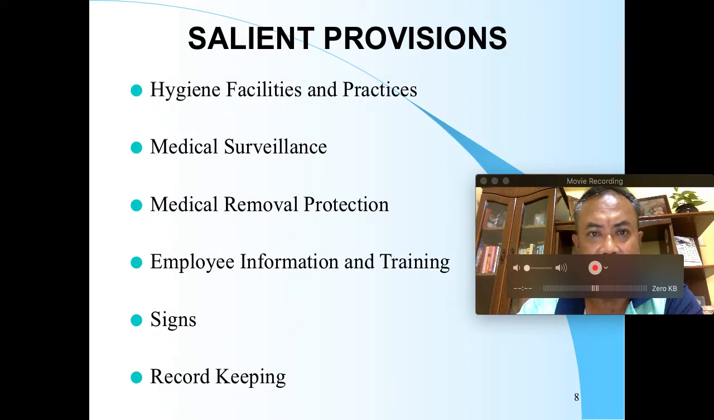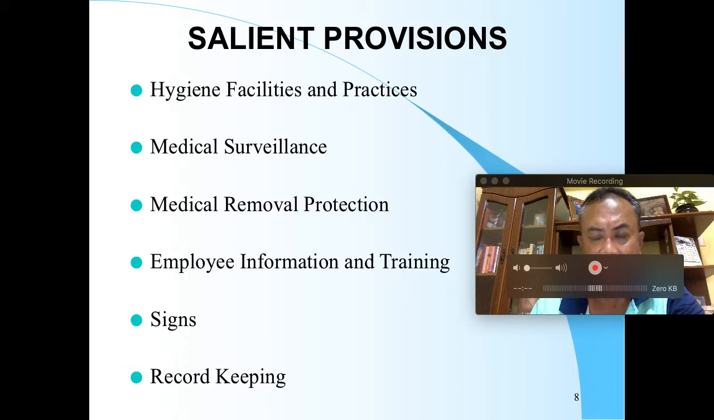Another provision in this regulation spells out the hygiene facilities and practice. The place must be hygienic. And then medical surveillance, they have to do medical surveillance, and also medical removal protection. So under medical removal protection, certain workers will be removed from working in this area. And also there is employee information and training. They have to have information for the employee and also training for the employee. And there are signs and also record keeping. Signs are to highlight that the place is hazardous to enter, and precautions have to be taken into consideration.